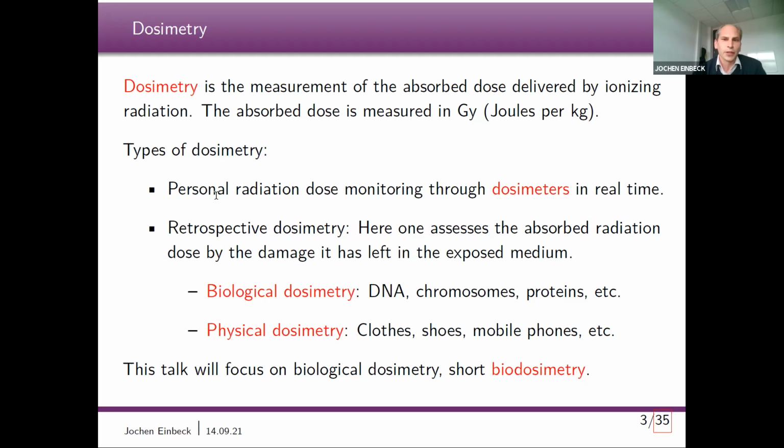Here are then again several ways of doing so. There is biological dosimetry. Here you try to somehow quantify the damage by looking into DNA, chromosomes, proteins, so quantifying the damage inside the human body. Or there is physical dosimetry, where people look at things like clothes, shoes, mobile phones, etc., and look at what happened to the material in there. There are some people here actually in Durham in the physics and archaeology department who do that. I'm not talking about this. I'm focusing on biological dosimetry today in this talk. And this is also known as biodosimetry.